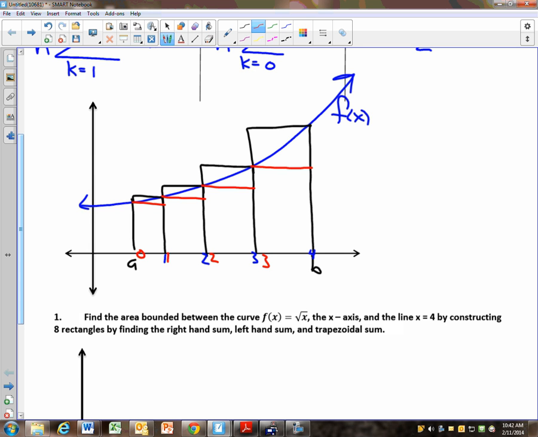See the difference? And if I simply averaged them, I would get, do you see how much of a better estimation?